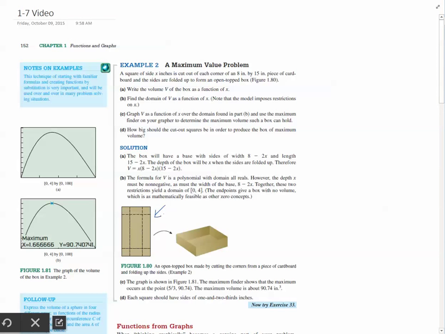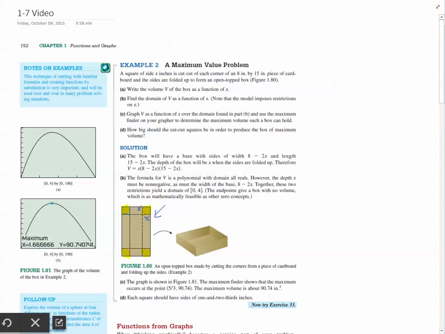Okay, so we have this situation with a piece of cardboard. So we're looking at this thing right here. It says a square of side X is cut. So we have these squares, and there's one cut out of each corner of an 8-inch by 15-inch piece of cardboard. Okay, so this right here is X, and this right here is X. All of these are X.